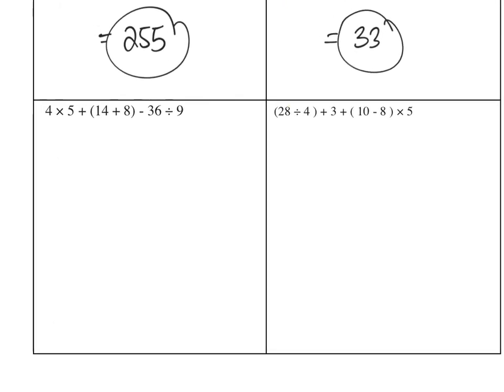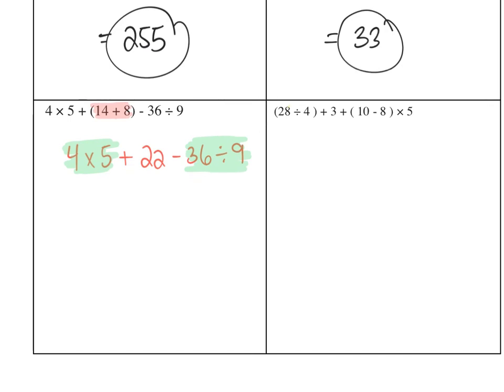In the next example, I see a set of parentheses right here. So I'm going to do that first according to PEMDAS, and I'm going to write down the rest of my problem. So I have 4 times 5 plus 14 plus 8 is 22 minus 36 divided by 9. The next one, I'm going to highlight the multiplication and division piece, because that's what comes next, as there are no exponents in these. So I'm going to have to do 4 times 5 and 36 divided by 9 next.